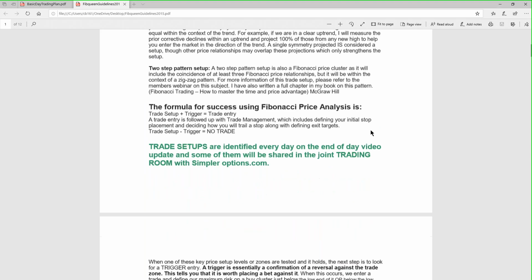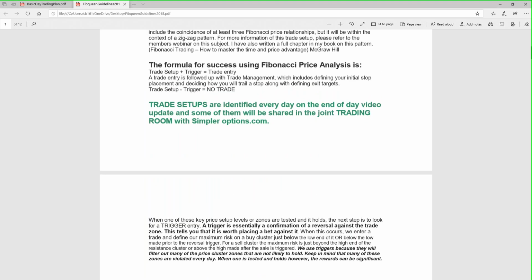And again, one of the things that I said is the formula for success is basically trade setup plus a trigger equals the entry, and then you follow it up with your trade management, which includes defining your initial stop, and then deciding how you're going to trail it, along with any specific instructions to exit. Like, are you going to exit half of your position at the 1272 extension, or are you just going to trail a stop and stay in until the market kicks you out? It's your choice.